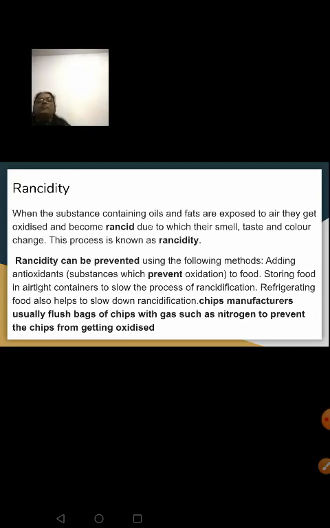Okay. So you can prevent rancidity by keeping the food substances in airtight containers or by adding antioxidants to them. So what do chips manufacturers do? They flush the packets in which they are going to store the chips with gases like nitrogen, so that it does not get oxidized.